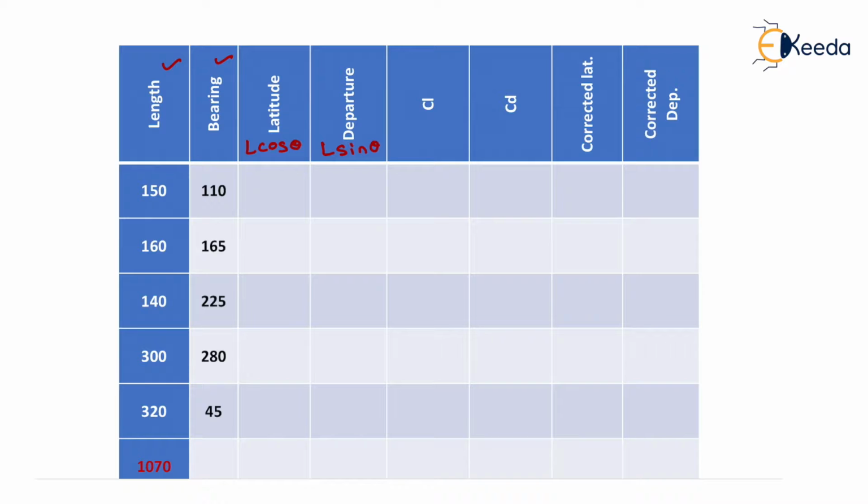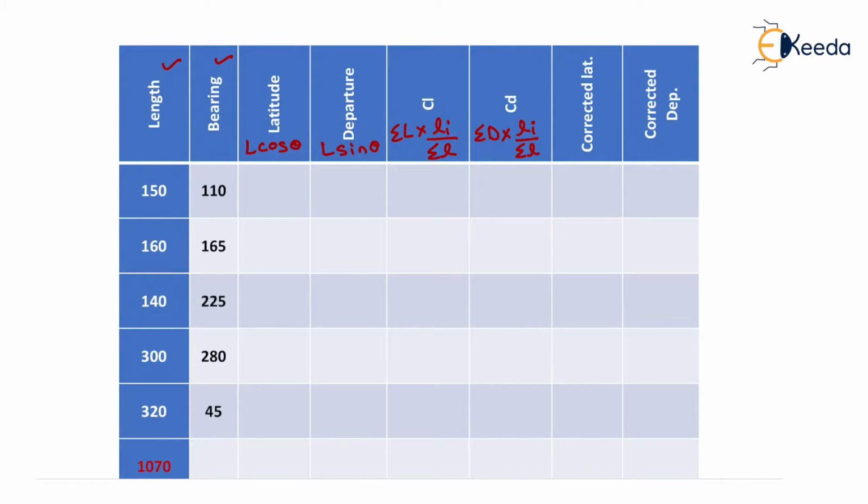Now for finding the correction in latitude, we have to use the formula according to the Bowditch method, that is, summation of latitude into the length of that side divided by the total length of the traverse. Similarly, for finding the correction in departure, we use the formula, that is, summation of departure into the length of that side divided by the total length of the traverse.